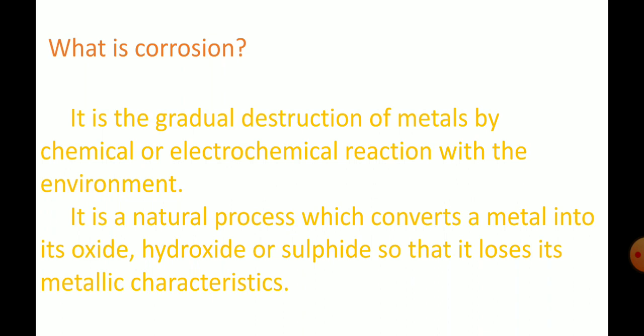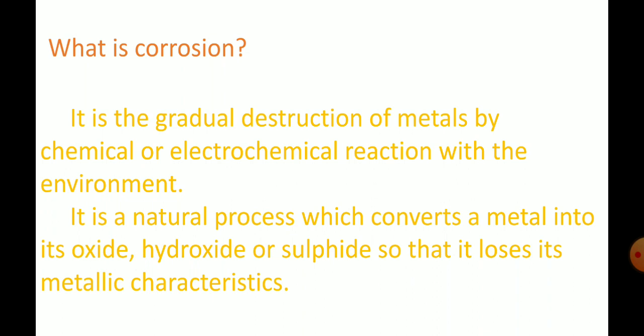It is a natural process, which means automatically it is taking place. When a metal is left uncovered, when it is allowed to interact with the atmosphere, it is naturally taking place, and so it is given that it is a natural process which converts a metal into its oxide. So dear students, as a result of this corrosion, the pure metal is converted into metal oxide. In the example of the rusting of iron, when iron is rusted, it will be converted into iron oxide. Okay, not only oxides, they can be converted into hydroxides, sulfides. Okay, so it is given that it is a natural process.